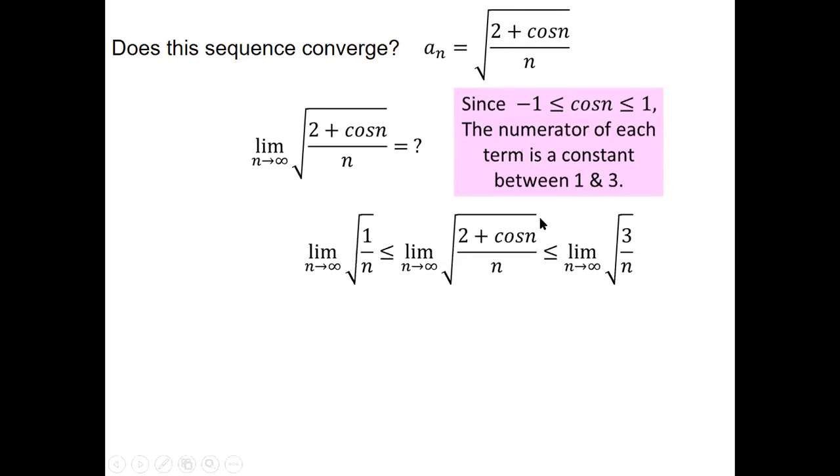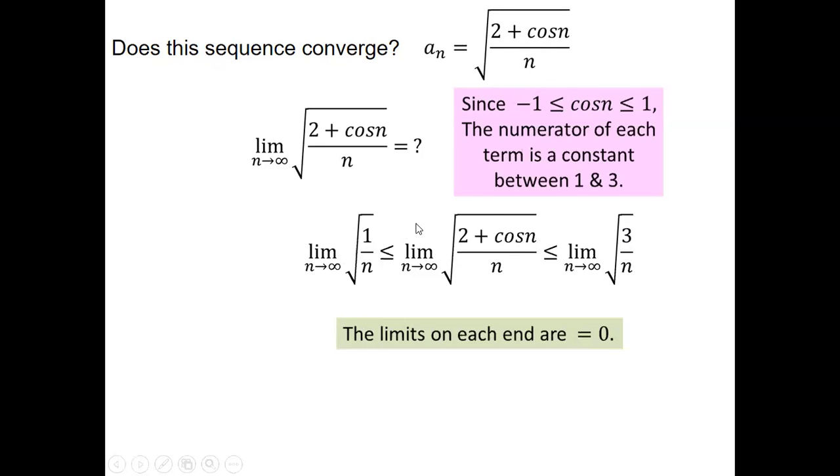So my numerator is going to be as big as 3, so I can say equal to here, and it's going to be as small as 1, and set equal to here. Well, what are these limits on the ends? As n approaches infinity, 1 over n, 1 divided by infinity, well, that's going to get close to 0, square root of 0 is 0. Same thing over here, 3 divided by infinity, that's going to get really, really big denominator, really, really small fraction heading towards 0, and the square root of 0 is 0. So the limits on the ends are both 0.